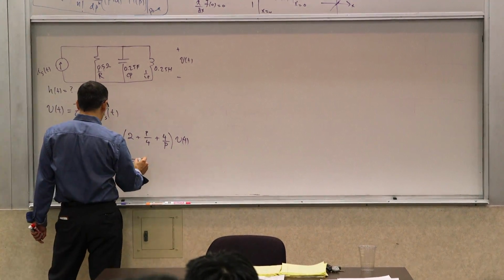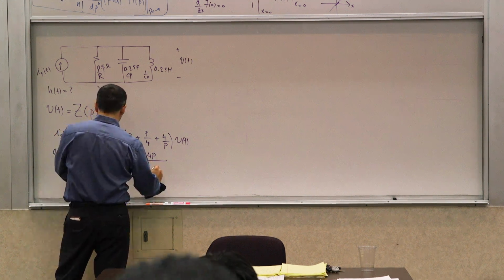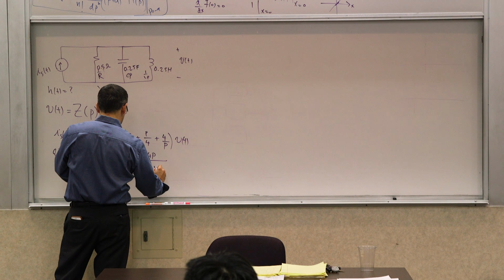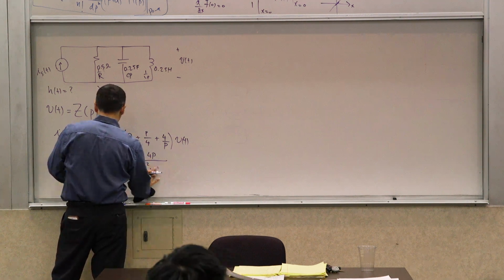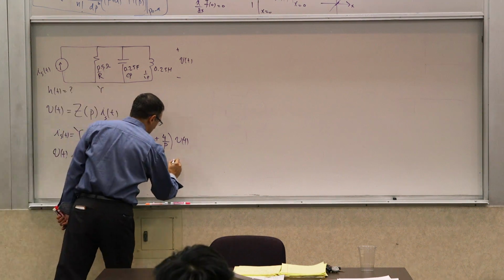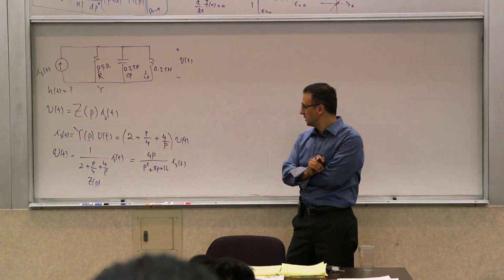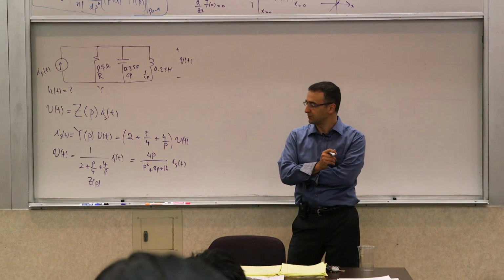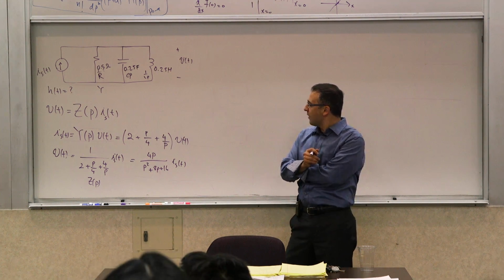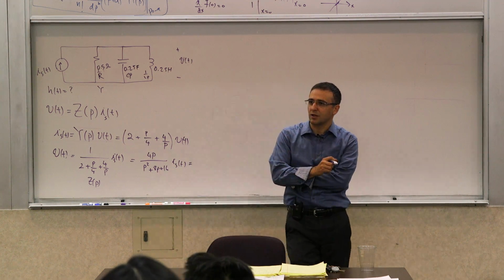I can say, okay, well, multiply by p, and multiply by 4p to make life easier. So I get 4p over p squared plus 8p plus 16, operating on is of t. It's just the same function, simplified. So now I have to do partial fraction expansion. If I want to do partial fraction expansion of this thing, what are the roots of the denominator?